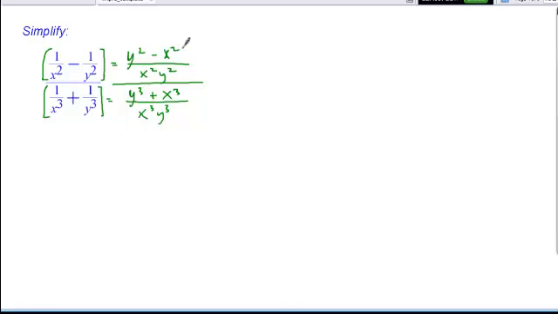So what we can do here is factor each of these. So when I take my numerator here, I get y squared minus x squared. It gives me the factors y plus x times y minus x. And that's all over x squared, y squared. And in my denominator here, when I simplify this, my x cubed, y cubed stays.